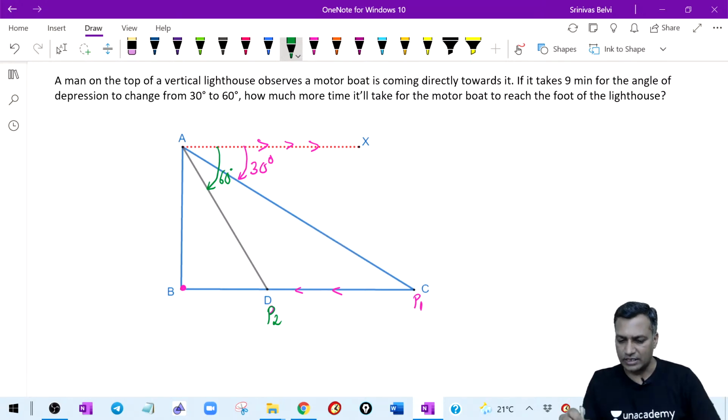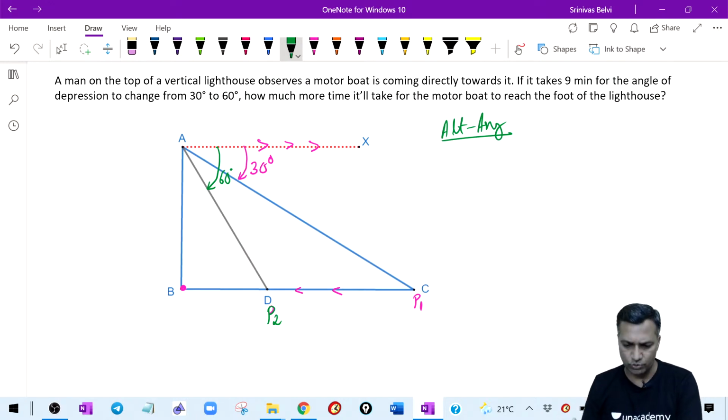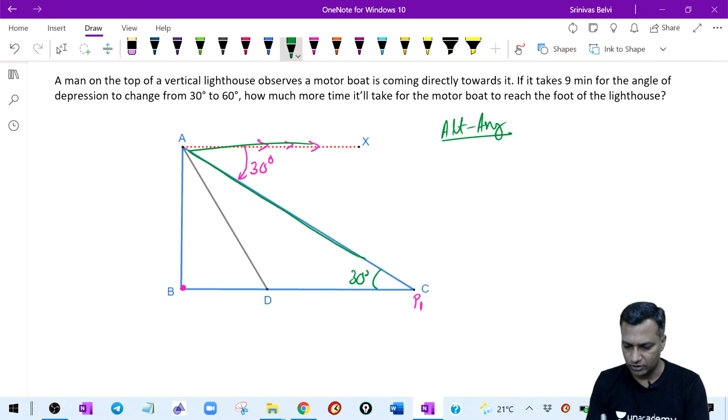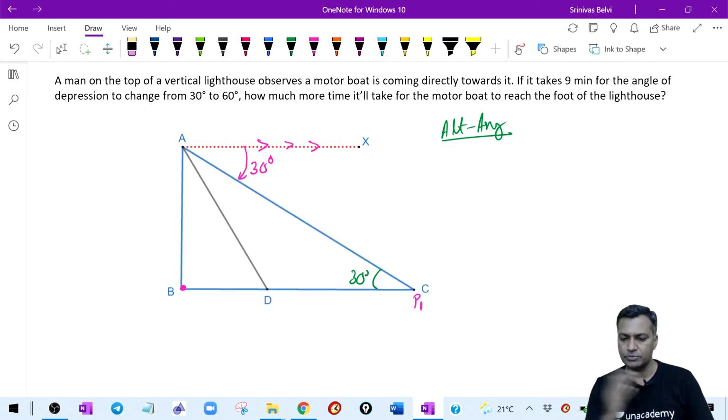So technically, you can use alternate angles for all angles of depression. Alternate angle can be a quick keyword there. If this is 30, let me take the first position, if this is 30, then this is also 30. This becomes an alternate angle. We all know that's very basic. That becomes a 30-degree angle of depression.